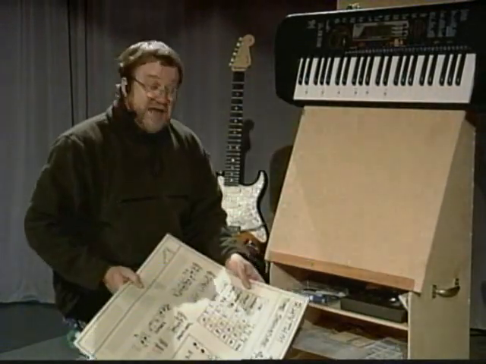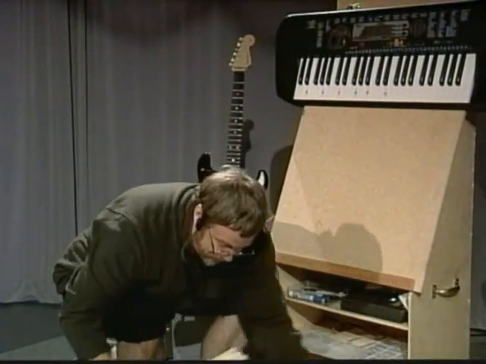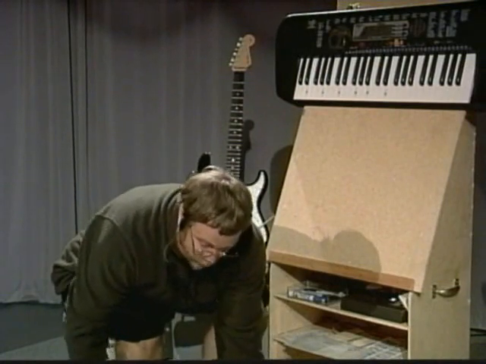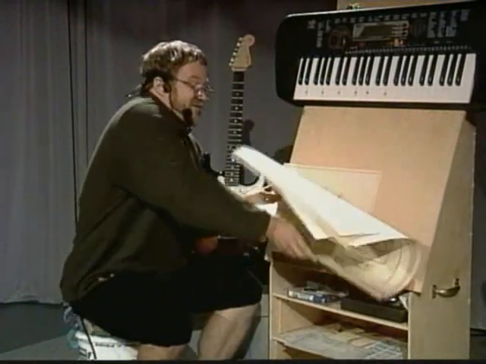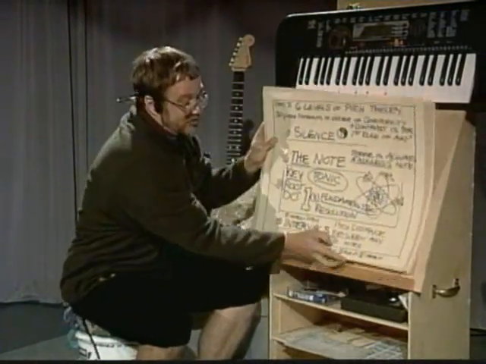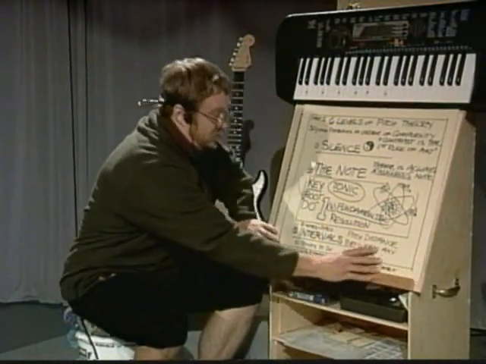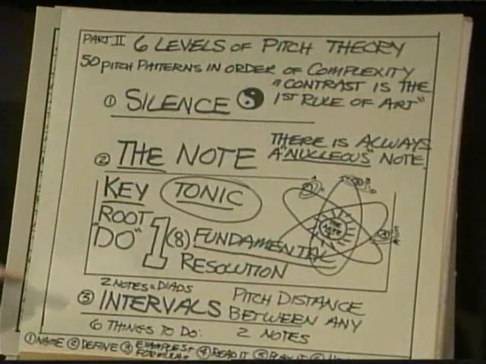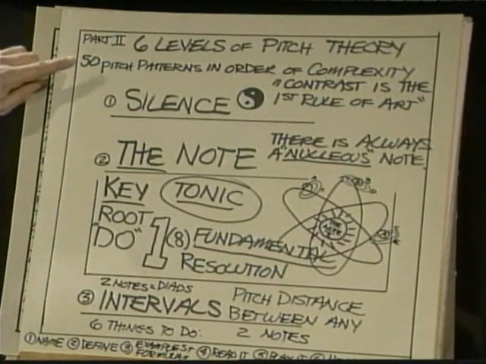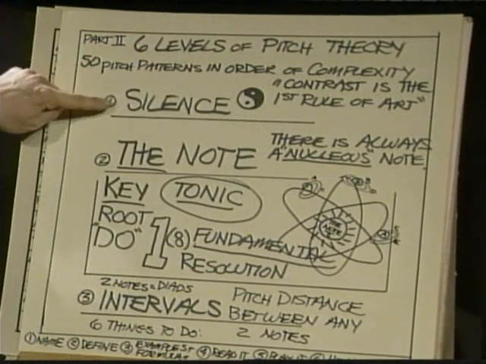Now, that was the end of part 1 of our program. You learned all the basic things about how music works in part 1, and then we graduated on to part 2. I couldn't put all of these up on the podium at the same time, so let's load up part 2. In part 2 of the program, we began to learn all of our 50 different pitch patterns that we have to learn. This is what I call the 6 levels of pitch theory. We started off, and they're in order of complexity, aren't they? We started off with the simplest ones and worked our way up.